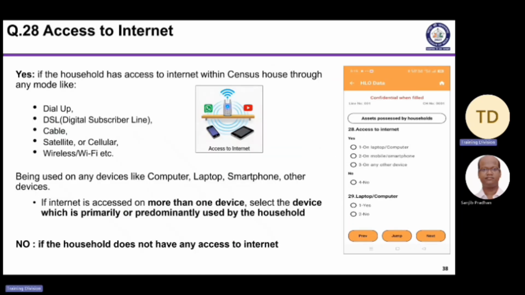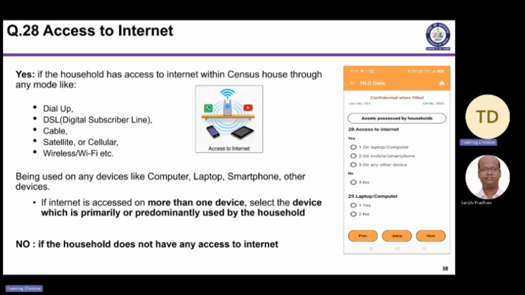Then access to internet. It's again a service, not an asset. If the household has access to internet within the census house. This was added in some of the clarifications, because a question was asked in the pretest: if a person is accessing internet in the office, will it be considered as available? Within the census house, access to internet should be available to the household through modes like dial-up.